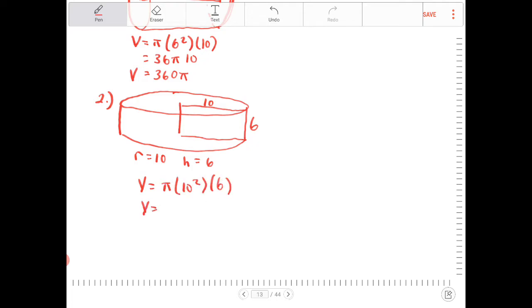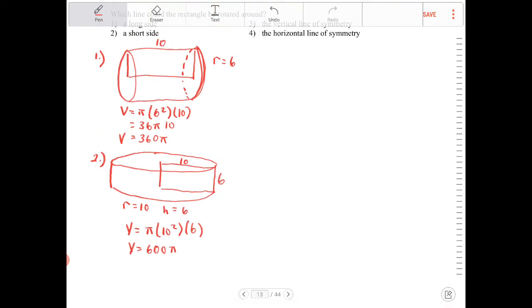And as it turns out, this flatter cylinder actually ends up being way bigger. If you were to pause for a moment and wonder which dimension actually causes the volume to jump more, is it the height or the radius? You should be able to suspect that the radius has a bigger influence on volume, because we're taking the dimension of the radius and squaring it. So clearly that's going to have a much bigger impact. So here the volume is 600 pi.